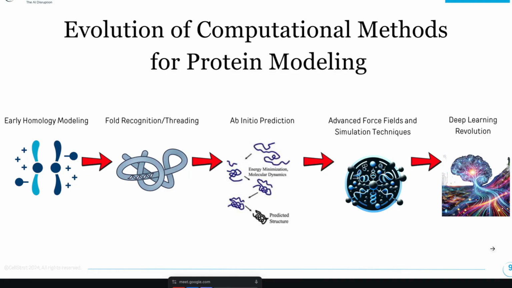Then we have something called ab initio prediction. The concept of ab initio prediction is that it predicts protein structures from scratch using physics-based principles. We would have heard of thermodynamics, right? Thermodynamics has latent heat of fusion and thermal energy which is calculated. We also had something called the Gauss constant. All of these underlying principles were used to predict the protein structures using physics-based principles.